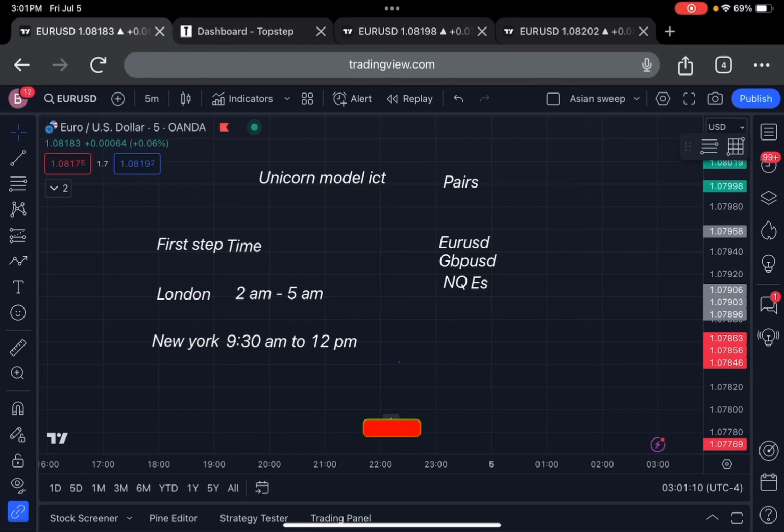Okay, today we're going to be learning about the Unicorn Model by ICT. So the first step will be time. Time will be for London, it would be 2 a.m. to 5 a.m. In New York, from 9:30 a.m. to 12 p.m. The best pairs to trade with the Unicorn Model are Euro USD, GBP USD, NAS 100, or SPX 500.